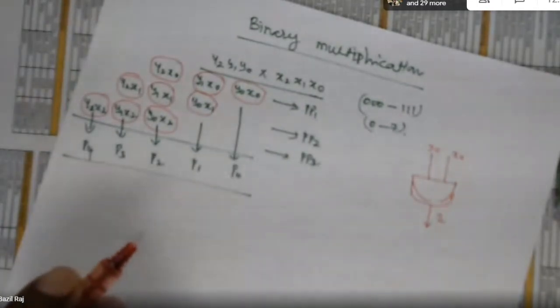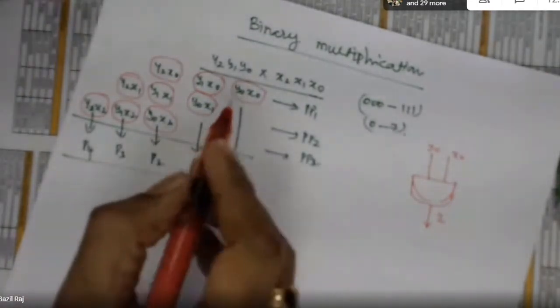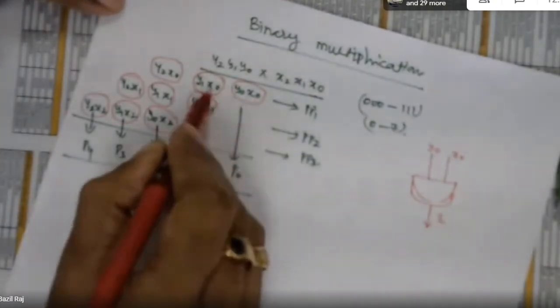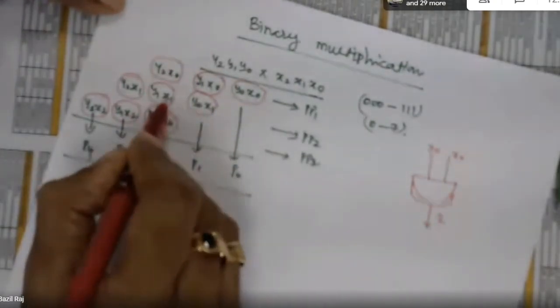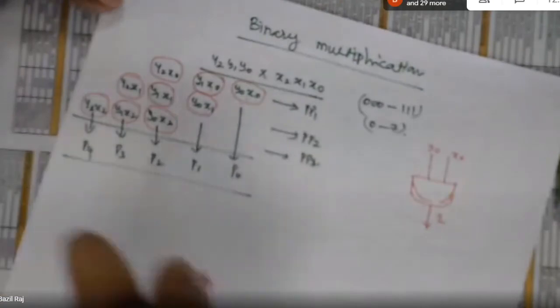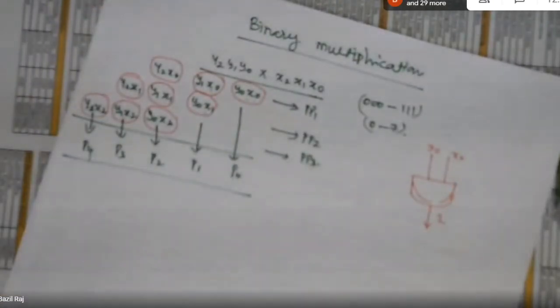Accordingly, we need to route our inputs into the AND gates. So I need one AND gate, second AND gate, third, fourth, fifth, sixth, seventh, eighth, ninth. So 9 AND gates are there. The AND gates are given the input appropriately from the external x and y.